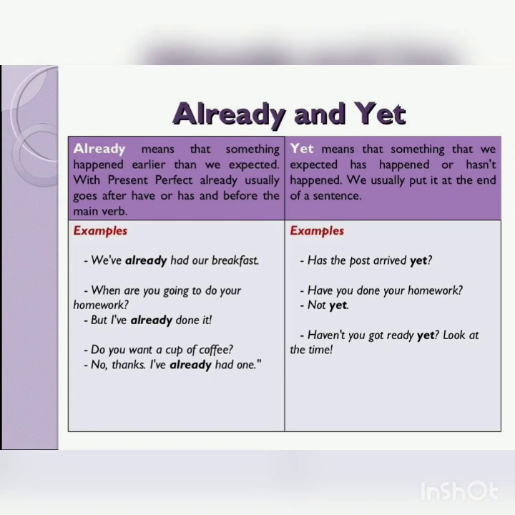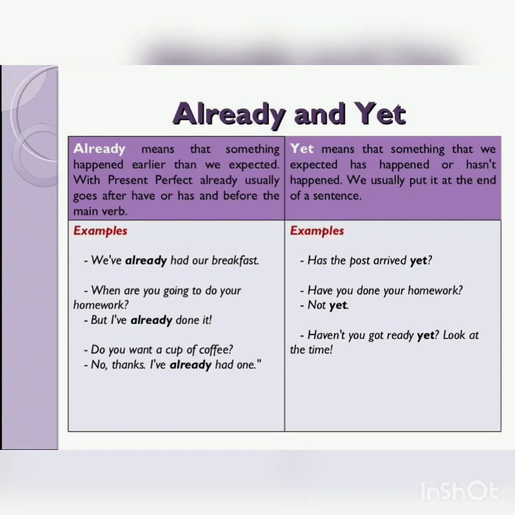Signal words already and yet are used with the present perfect tense. Already means that something happened earlier than we expected. With present perfect, already usually goes after have or has and before the main verb. For example, we've already had our breakfast. When are you going to do your homework? But I've already done it. Do you want a cup of coffee? No, thanks. I've already had one.